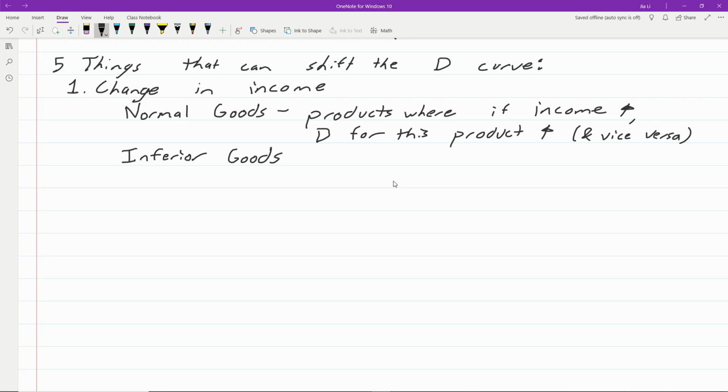This is to contrast the idea of inferior goods, which is just the opposite, where if our income goes up, then the demand for the product decreases instead, and vice versa.